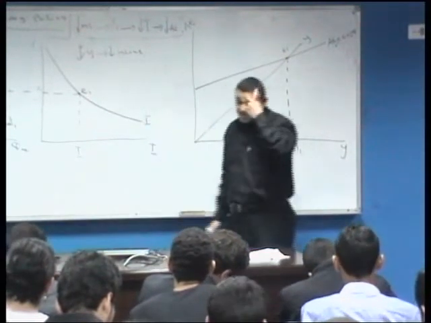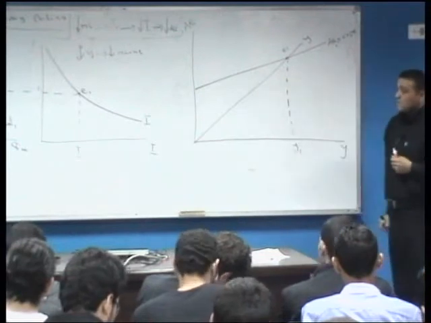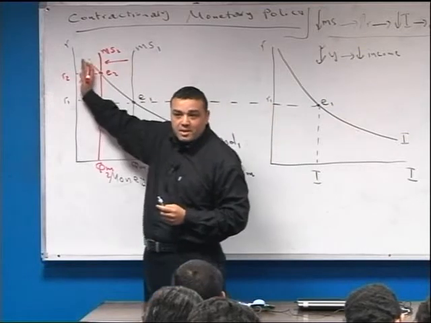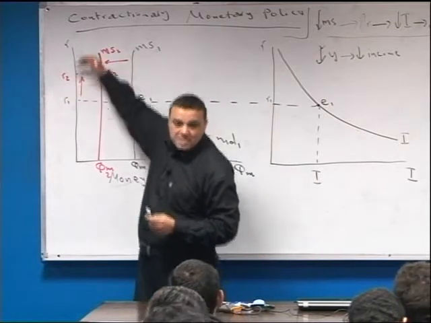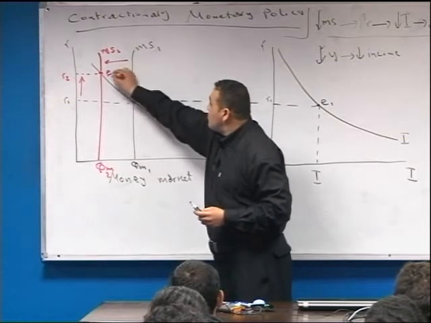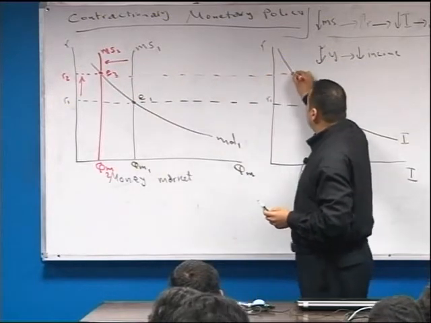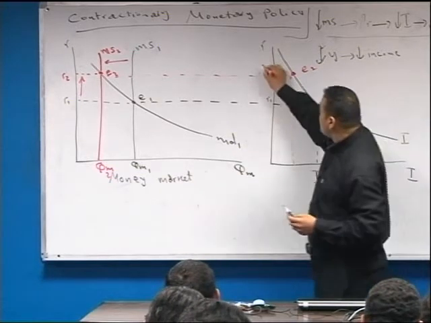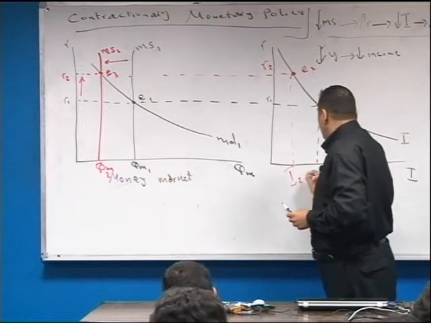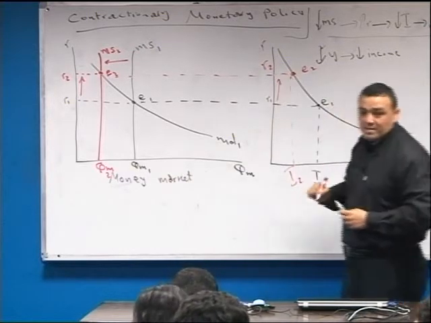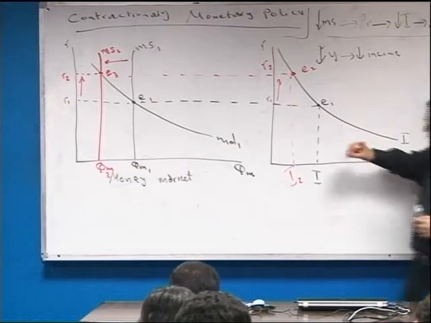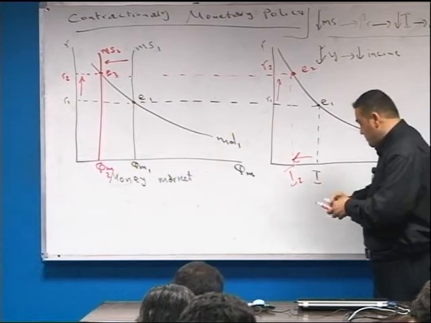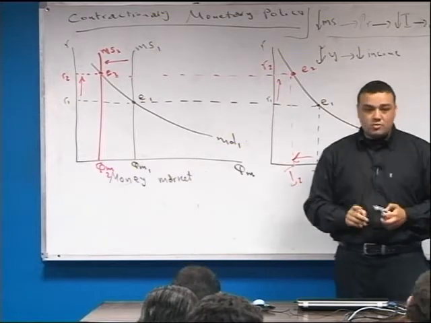Okay, so let's go to this, as we mentioned. First, we have a leftward shifting in the money supply curve, which leads to an increase in the interest rate. And then we have a new interest rate here, E2, R2, and I2. So the increase in the interest rate leads to a decrease in the planned investment from I1 to I2. This is I1, and this is I2, right?